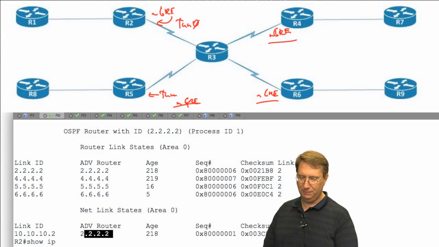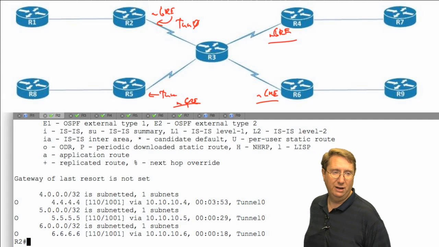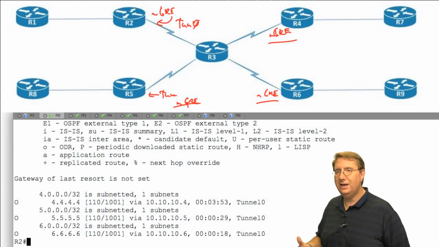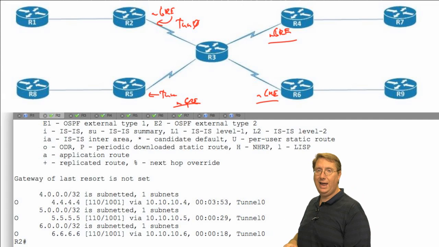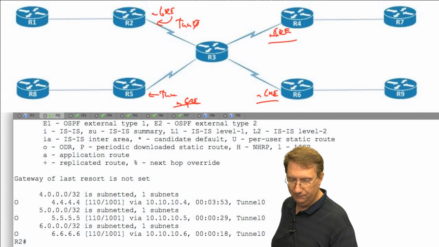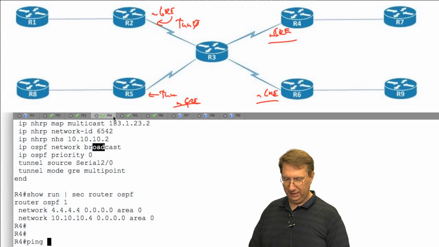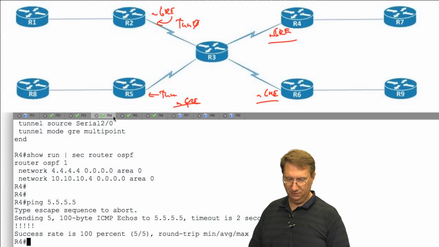But what about my routing table? Show IP route, and this is where we're going to see that we have other entries now. We have 4, 5, and 6. So again, don't let the fact that the network ID doesn't match take you down a blind alley. So let's take a look at reachability now. From the point of view of R4, ping 5.5.5.5, I have reachability.